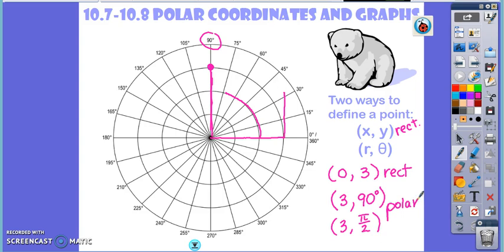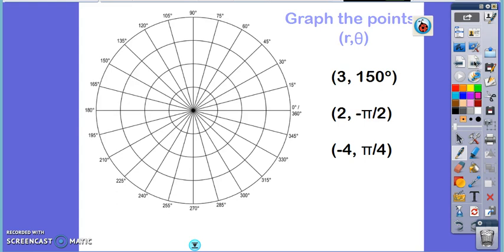We're going to practice some more and see if we can put other ordered pairs onto a polar graph. Let's try 3, 150. I actually like to start with the angle. So I circle myself over to the 150 mark. And then on that line somewhere, I'm going to come out a radius of 3. So 1, 2, 3. This is the point 3, 150. Does that make sense?